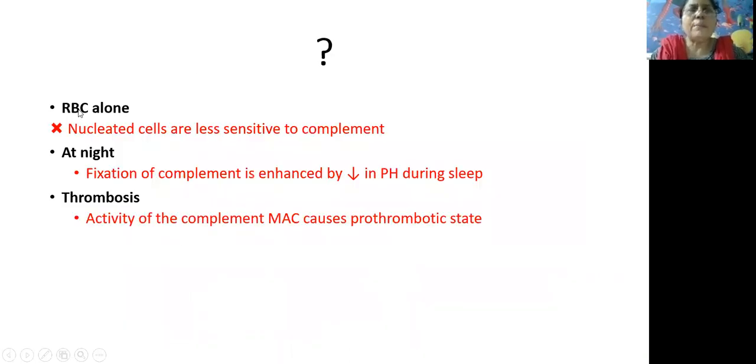So why are RBCs only affected? Why are the other cells not affected? It's that nucleated cells are less sensitive to the complement. Why in the night alone is he passing hemoglobin? There is lysis. Because during sleep our carbon dioxide retention is more and there is a decrease in the pH. Acidity of the blood will be more, so lysis is more. Third, why is thrombosis occurring? This complement membrane attack complex is a prothrombotic state.